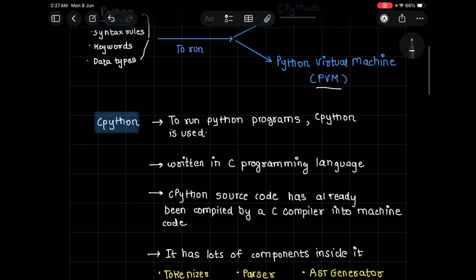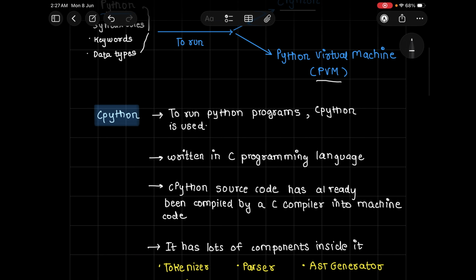CPython is actually used to execute your Python programs. When you install Python from python.org, you are also actually installing CPython, because there should be some mechanism to run your Python code. CPython is that mechanism. So when you install Python from the website, CPython also gets installed automatically.